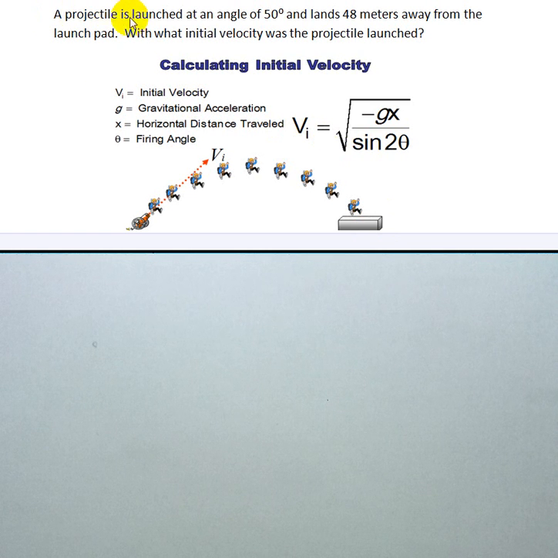So a projectile is launched at an angle of 50 degrees and lands 48 meters away from the launch pad. With what initial velocity was the projectile launched? Again, from our PowerPoint video, here is the equation that we should be using for initial velocity.